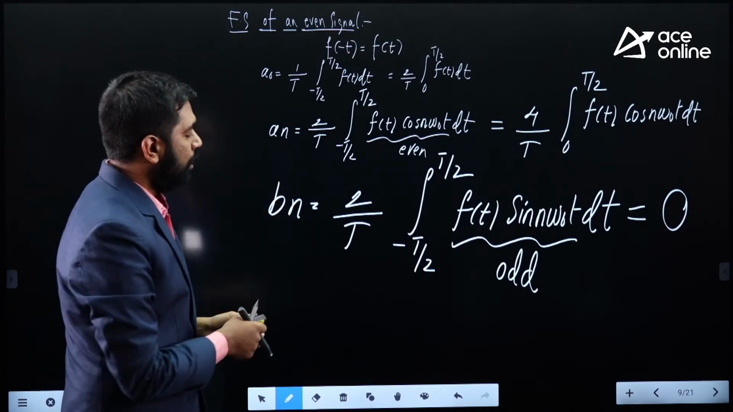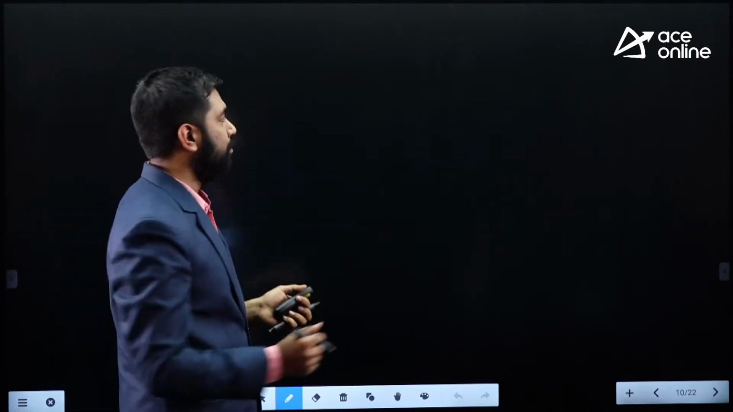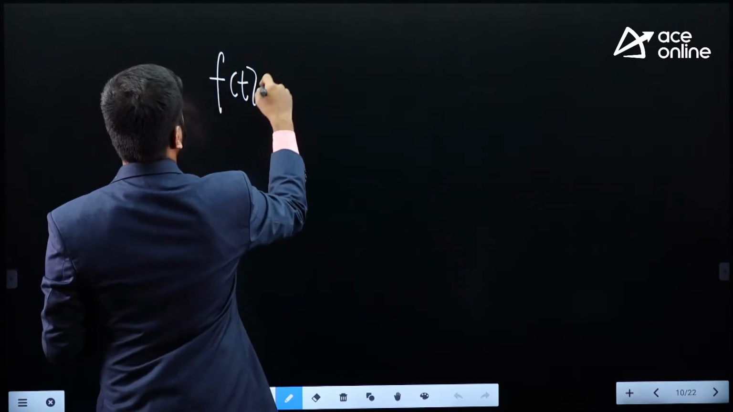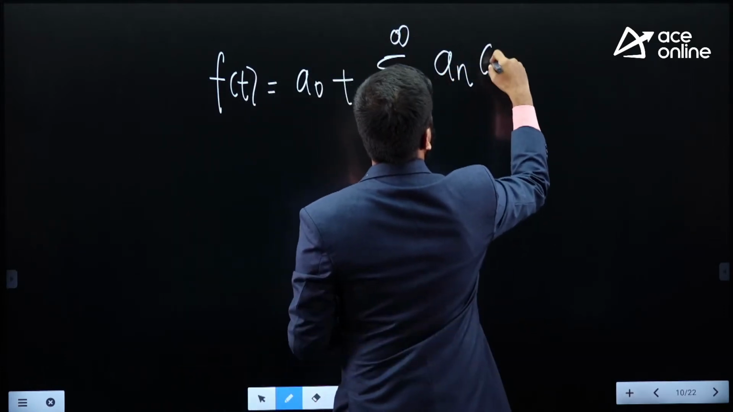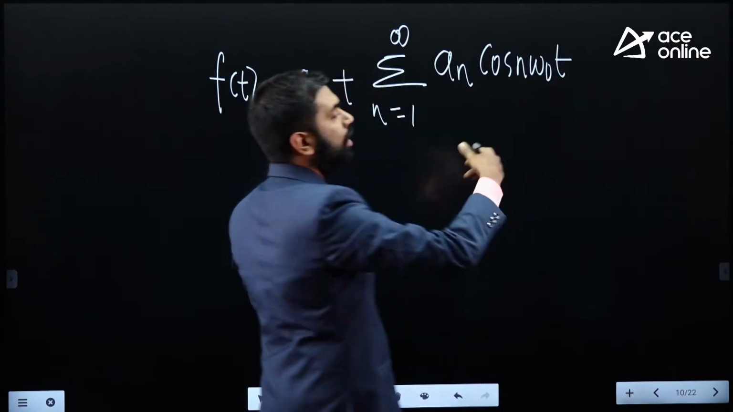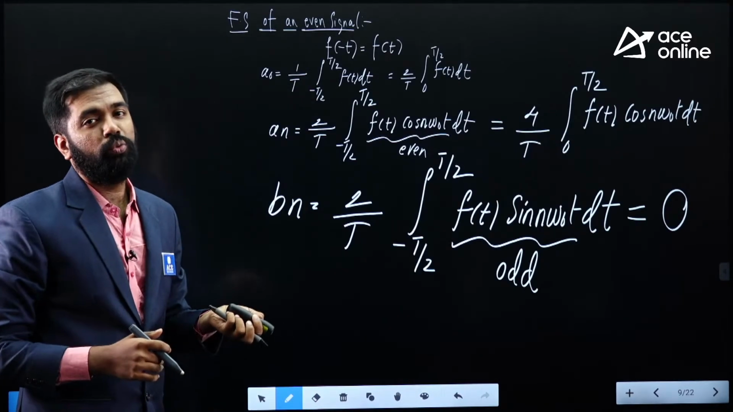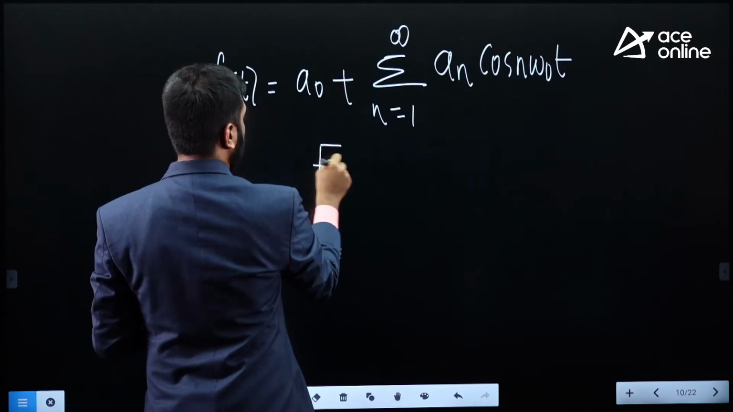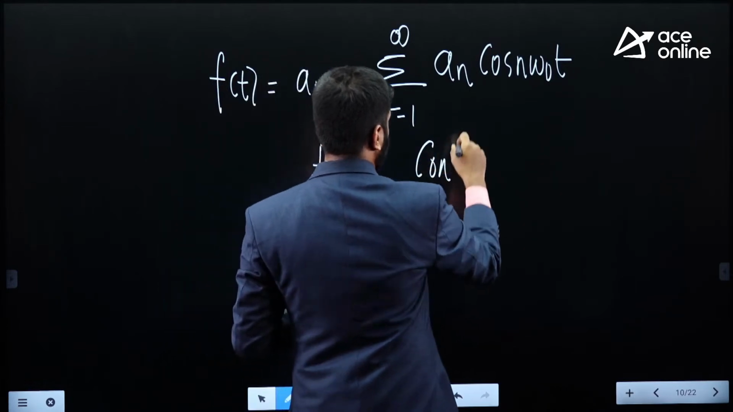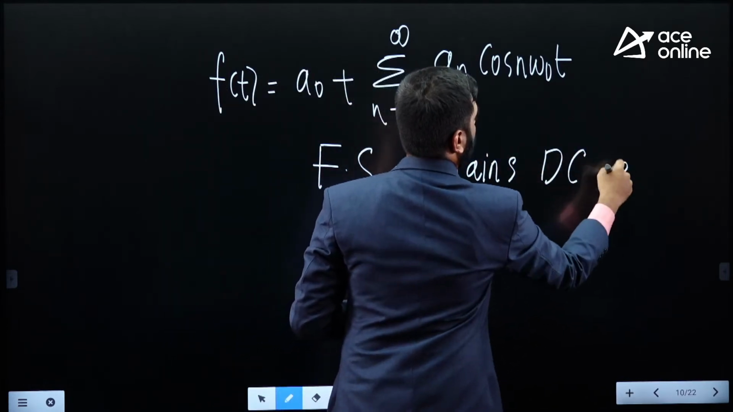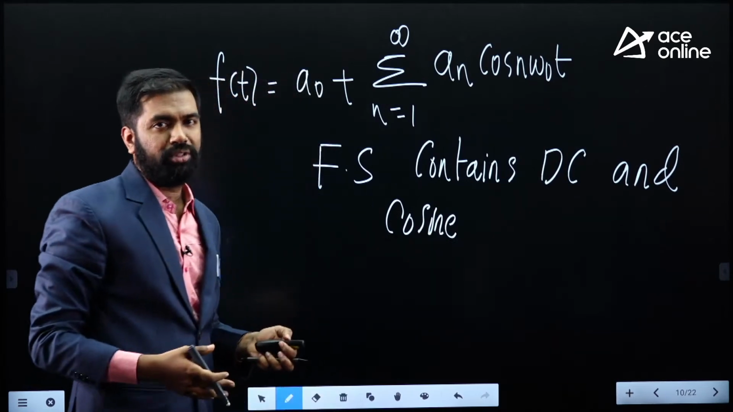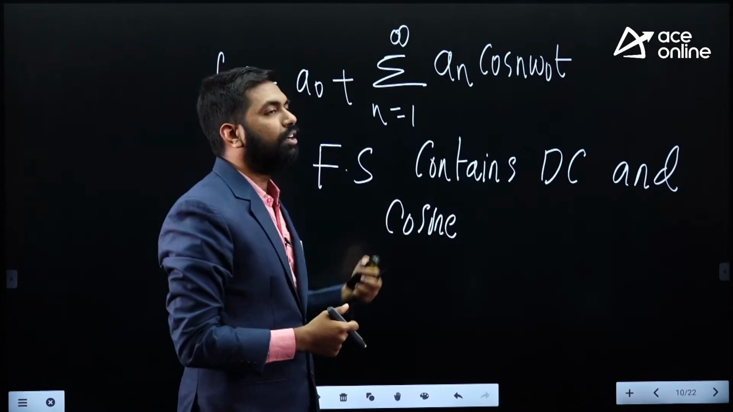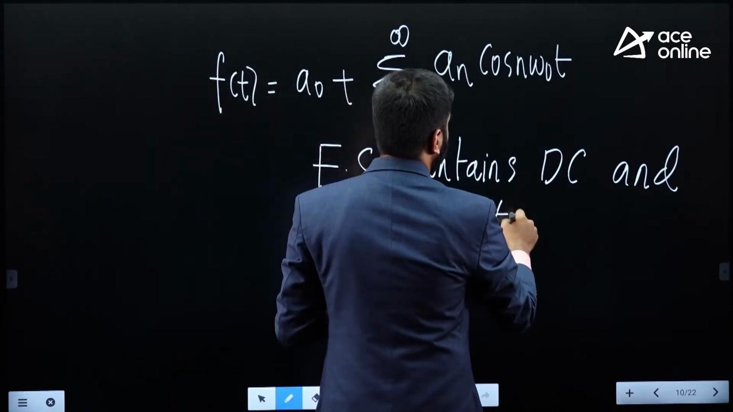Now I want to summarize this. The Fourier series of an even signal contains the DC value as well as the cosine terms. There are no sine terms. So let me write that. This gets simplified as a naught plus summation n from 1 to infinity of an cos n omega naught t. That's it. There are no sine terms because bn is 0. So finally, what's the comment? The comment is Fourier series contains DC and cosine terms. Now this kind of questions were asked in various competitive exams. Just by looking at the waveform, you can decide what terms are present. So if it's an even signal, DC and cosine terms are present.